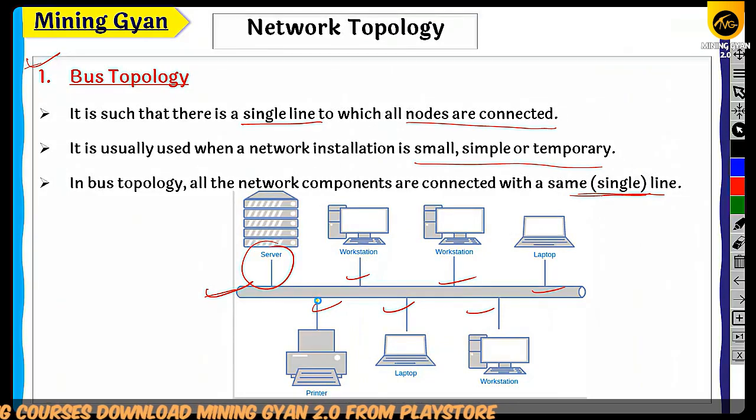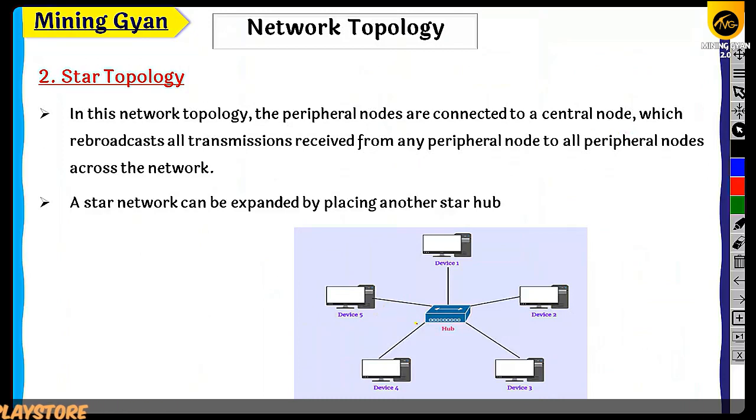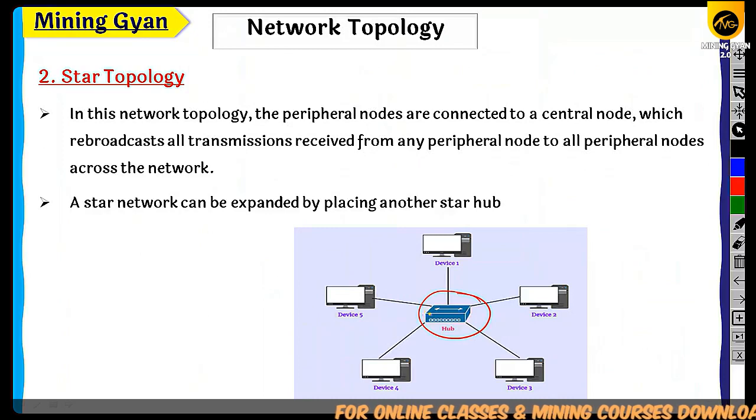The second one is called the star topology. In this network topology, the peripheral nodes are connected to a central node. So you can see that there is no single line. There is a hub, and all the devices are connected to this hub. So these are basically designed as a star kind of connection or a star kind of topology. So that's why this is referred to as the star topology.